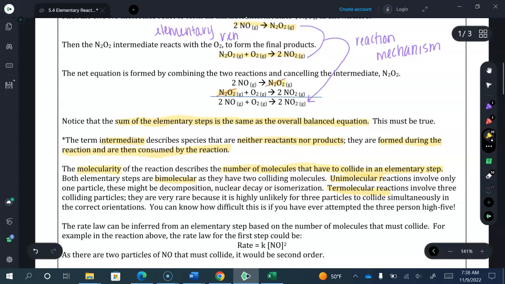And then termolecular reactions involve 3 colliding particles. Termolecular steps are very rare because it is highly unlikely for 3 particles to collide simultaneously in the correct orientations. And don't forget, with enough energy. You can know how difficult this is if you have ever attempted a 3-person high five. I did not come up with that analogy.